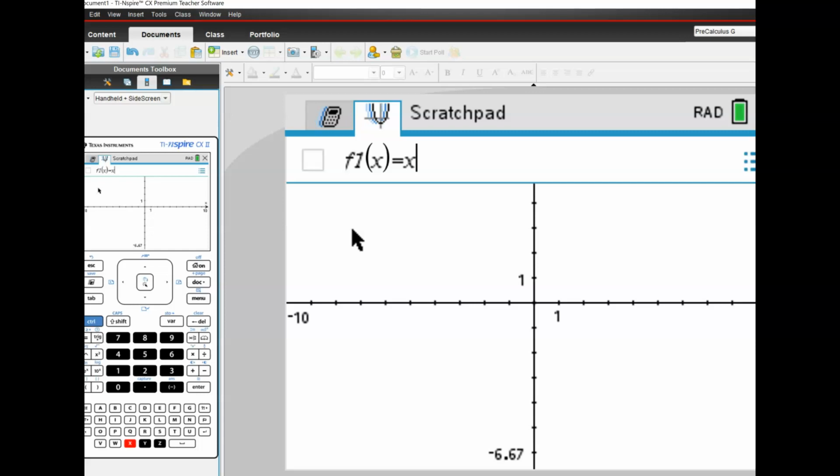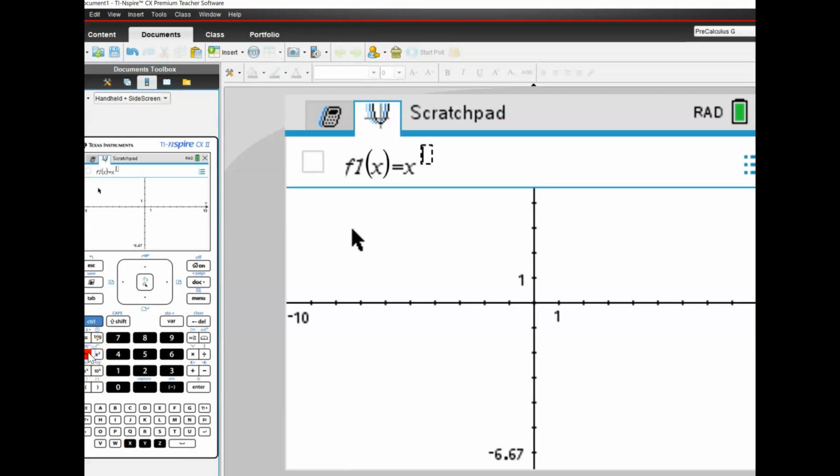It's right here on your calculator. It gives you an exponent. So I click the little caret key, and then I can put a 3. I could put any power I want. There's a button specifically for square, but if you want any exponent other than 2, you have to use the caret key.